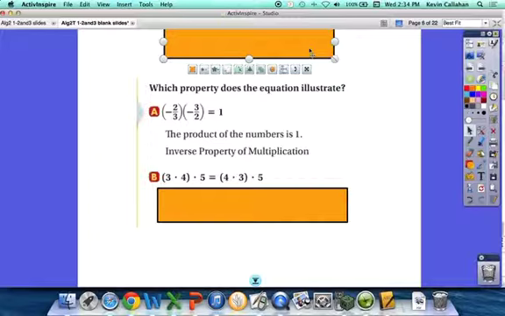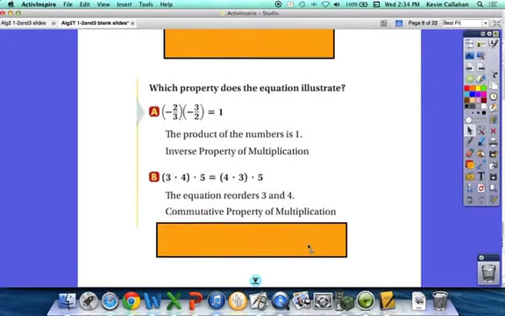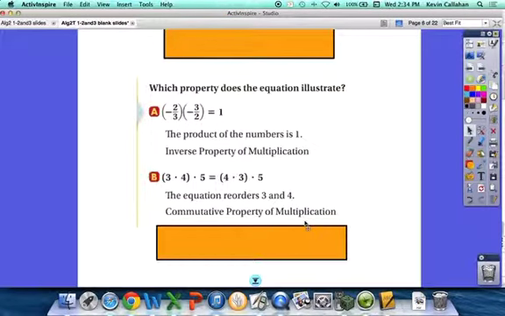Okay, what about this one? What property is it that takes you from the left-hand side to the right-hand side? I mean, you think associative because you see parentheses, but did the grouping really change? What's inside the parentheses on both sides? 3 times 4, right? The grouping is still the same two numbers, but what's changed? The order has changed. So what property is it? It's commutative property, commutative of multiplication.